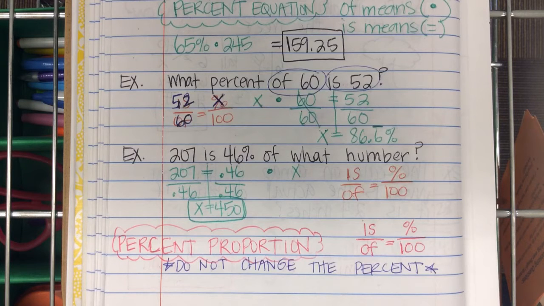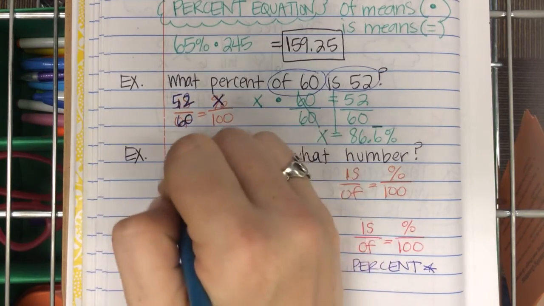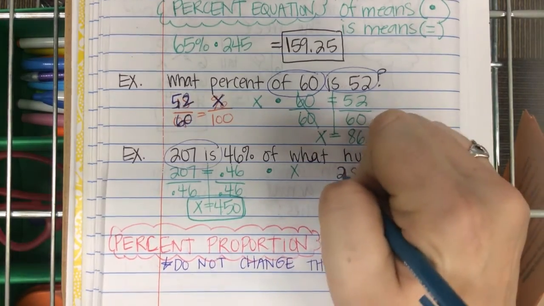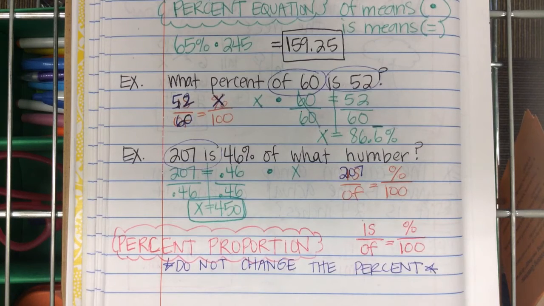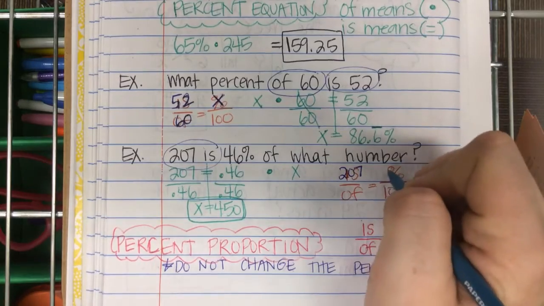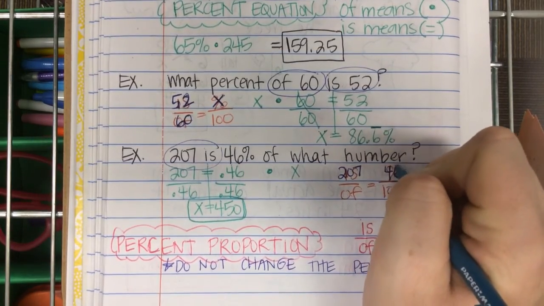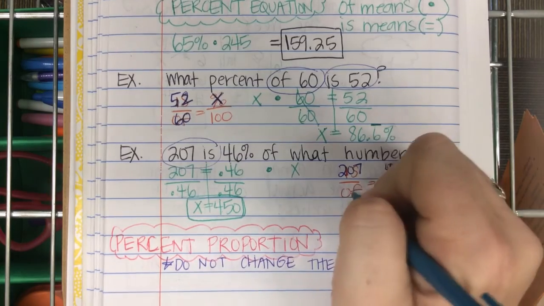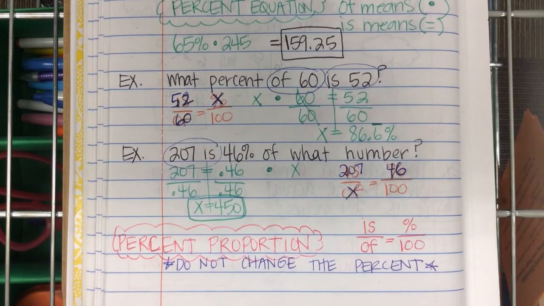Where is it? Where's 207 gonna go? Not the of. The is. 207 is. It touches the word is, right? Where does 46% go? It goes where the percent is. That's the easiest one to find, right? I don't change it because it's already over 100. Of what number? What goes there? X. And you can solve by using percent proportion.